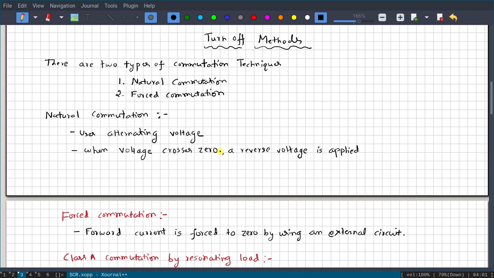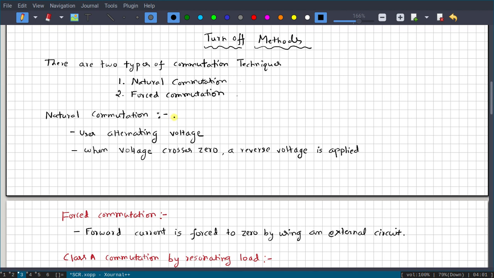There are two types of commutation techniques. Turning off an SCR is also called commutation. One is called natural commutation, and the other is forced commutation. In natural commutation we use alternating current. We reduce the anode current below the holding current by applying a reverse voltage across the SCR.